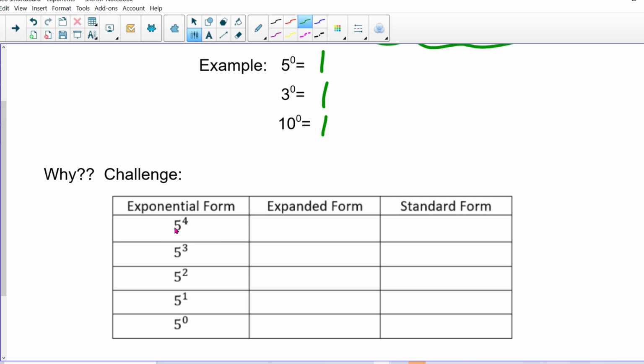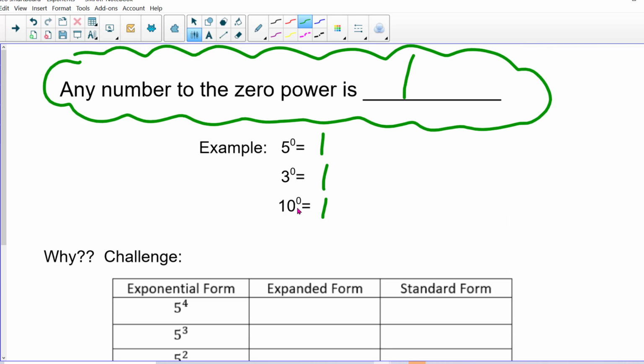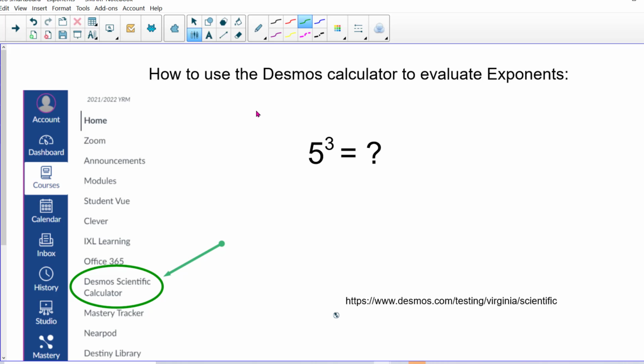So follow this pattern, 5 to the 4th, 5 to the 3rd, 5 to the 2nd, 1st, and then 5 to the 0. Try this as a challenge. Write it out, each of those in expanded form, and then their answers in standard form, and see if you can see what's happening from 5 to the 4th to 5 to the 3rd to the 2nd, to see if you can figure out why. And when you do, bring it to me in class, and you'll get a prize if you get it right. But the main thing to remember is any number to the 0 power is equal to what? 1.